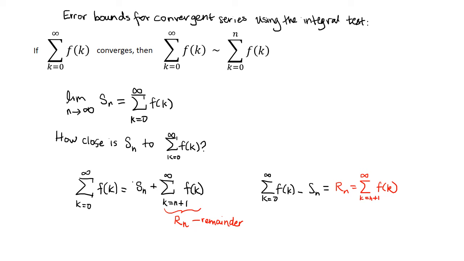Okay, so the idea is we want to be able to put a bound on how big this term is, how big this sum is. So for example, if we want our answer to be within 1/100th of the exact answer, we want to know how big I need to make n to make sure that my remainder term is less than 1/100th. Does that make sense?